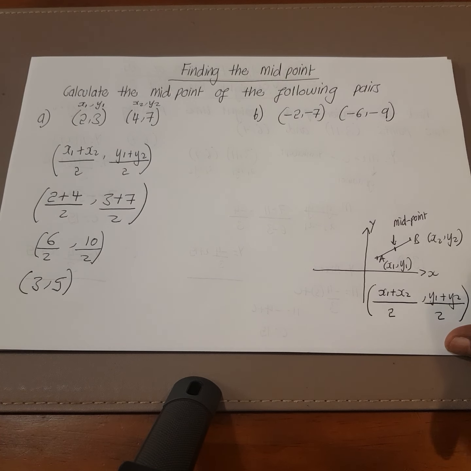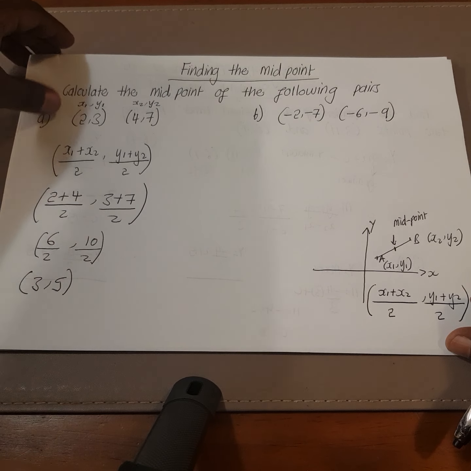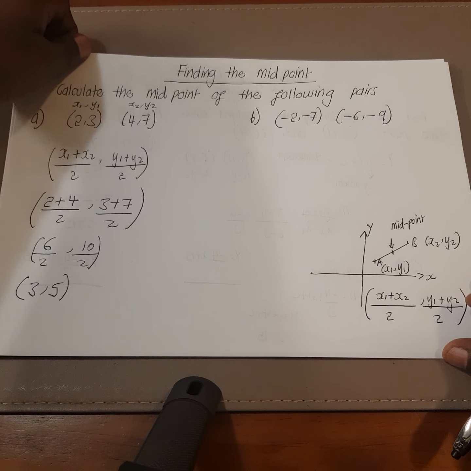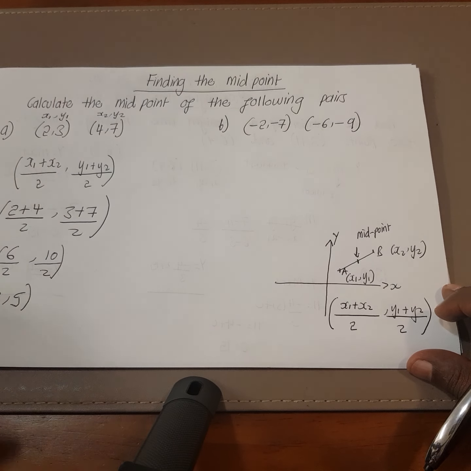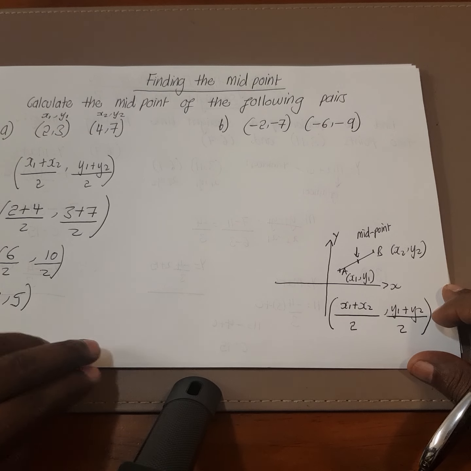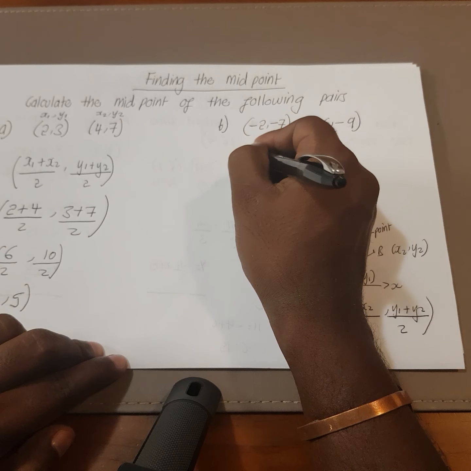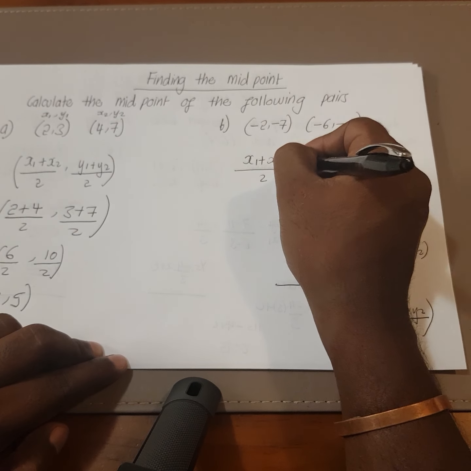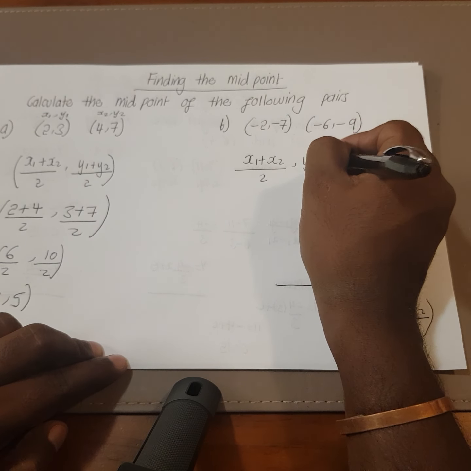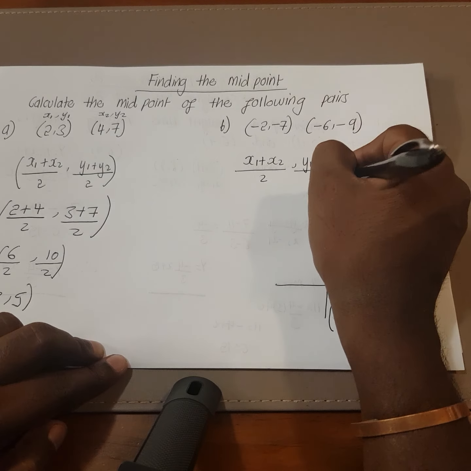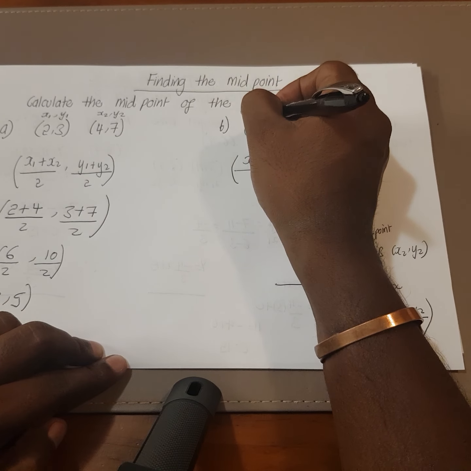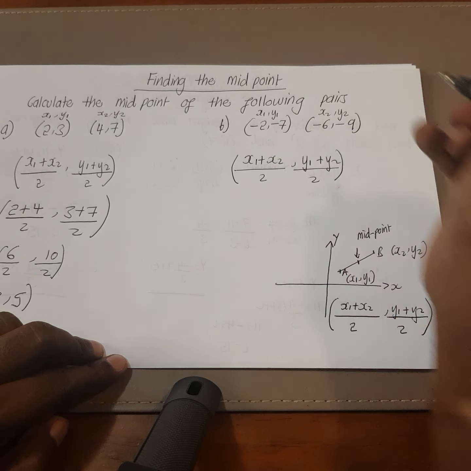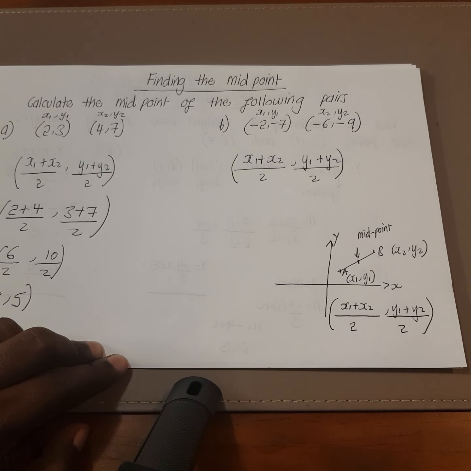All right, now I wanted to put question B, because it's got negative numbers. And just remember, midpoints need not be only positive. You could also get negative numbers. All right. So same thing. What do we do? Write the formula x1 plus x2 divided by 2 and y1 plus y2 divided by 2. All right. And then we allocate. That's x1, that's y1, that's x2, and that's y2. All right, and then we substitute.